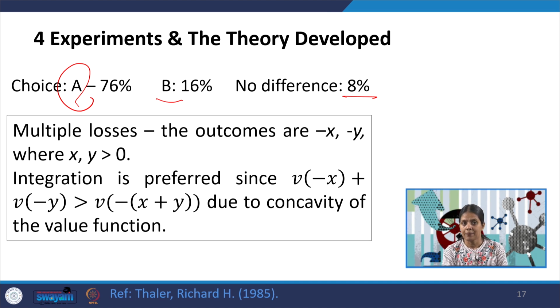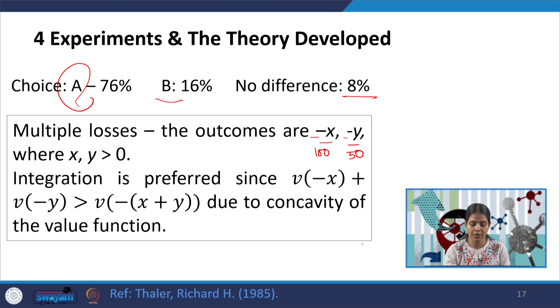Now, what does it imply? Multiple losses are there. The outcomes are minus x, minus y, where x and y are greater than 0. So, here x takes a value of 100 and y takes a value of 50. Since they needed to pay them, we are assigning a negative sign in front of these numbers. Now, here if Mr. A is more upset, then it implies that V(-x) plus V(-y) should be greater than V(-x-y). So, here in this case integration is preferred again due to concavity of the value function.